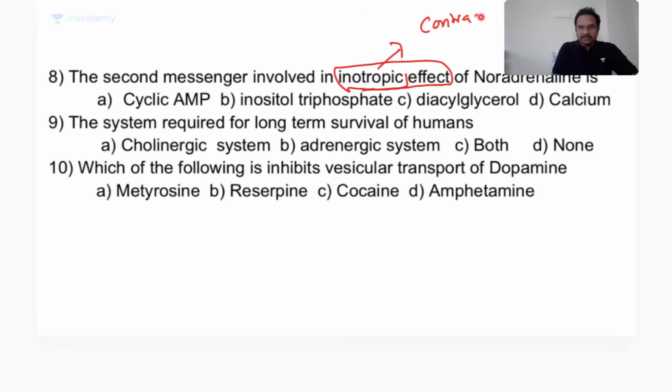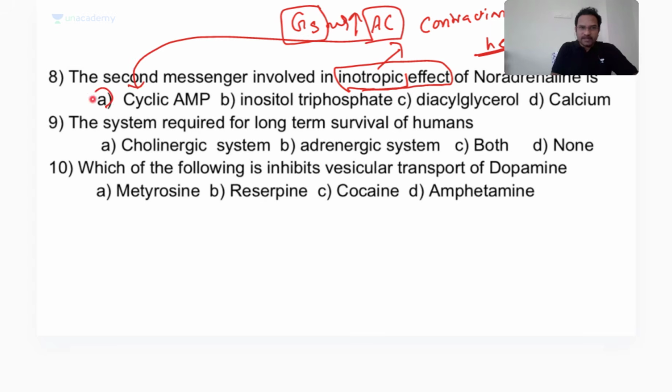Contraction of heart. The force of contraction of heart. Now, force of contraction of heart, this effect is shown by beta 1 receptor. Now, beta 1 will be acting on alpha S subunit of G protein coupled receptor. So, it is called as GS effect. GS subunit effect. Now, when G protein GS type is activated, it increases adenylate cyclase activity. When adenylate cyclase activity is increased, it releases cyclic AMP. So the answer here is cyclic AMP.